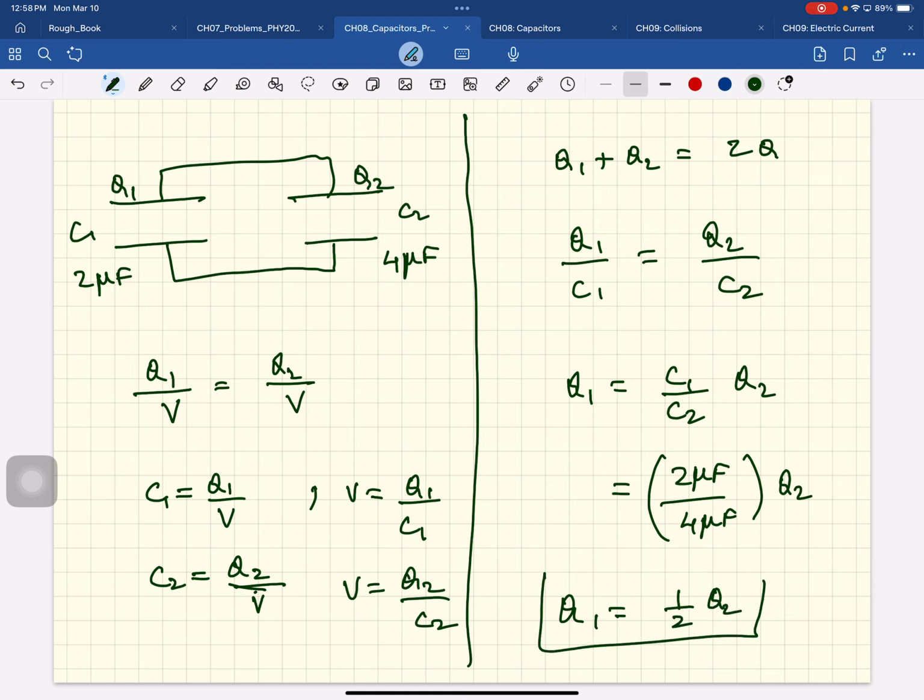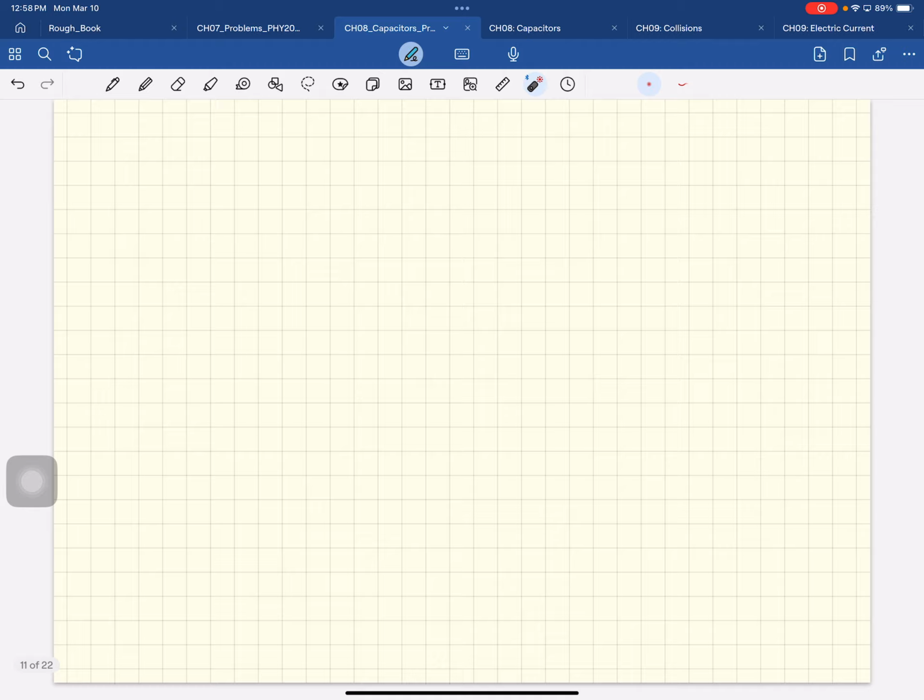So what we have found is Q1 is half of Q2, and that makes sense. The voltage across them is the same. If the capacitance is half, the charge held is half for the same voltage. And we're going to put that in there. So half Q2 plus Q2 equals 2Q.